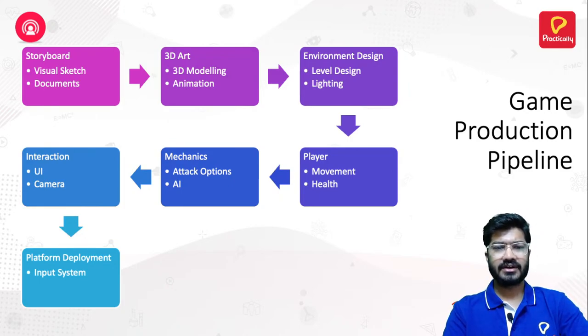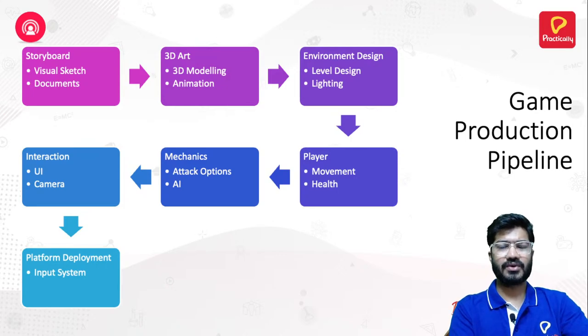Then after developing everything, we test it with different gamers like you. Those we call beta testers and alpha testers. If those testing stages are passed, then we go for platform deployment. Platform deployment is nothing but installing that game onto different gamers' phones, or it will be available in the Play Store, and any player can download it and play. So that's the platform deployment phase. From the storyboard and 3D art, we use different kinds of software. But for the environment design, interaction, mechanics, player and platform deployment, this phase we do inside a game engine only.